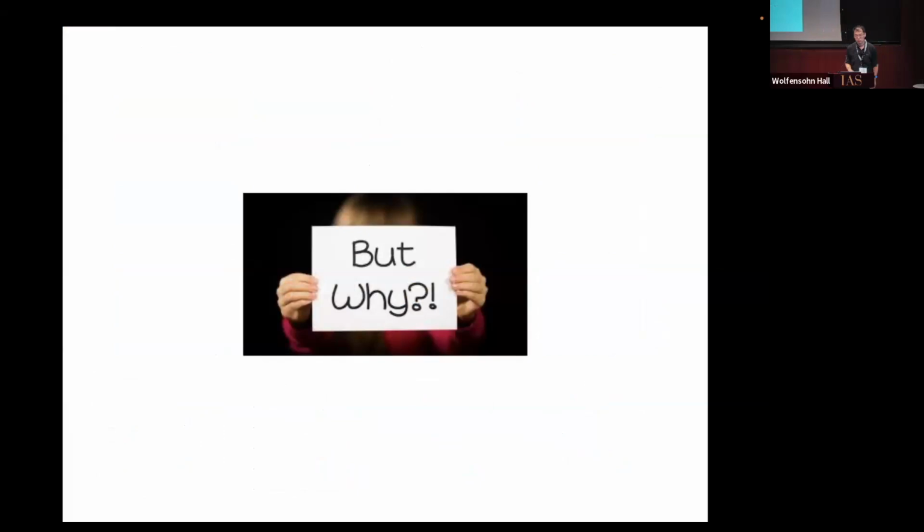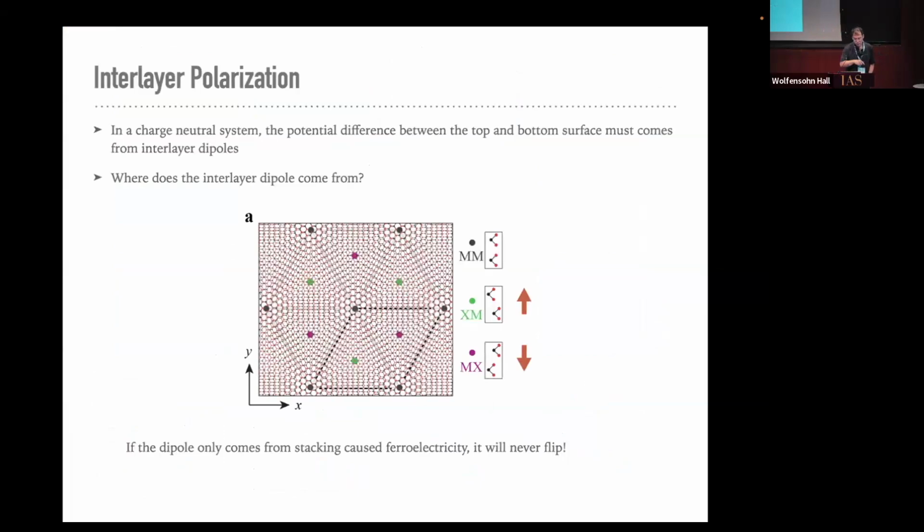So why is this? Remember that we have visualized this change of the moiré potential by measuring the Hartree potential difference between the top and the bottom surface. But remember that we are dealing with a real material system, so it's charge neutral. For a charge neutral system, if you have an electric potential difference between the top and the bottom surface, it means you must have an interlayer dipole pointing in the z direction.